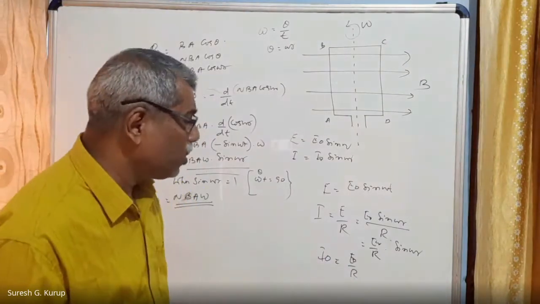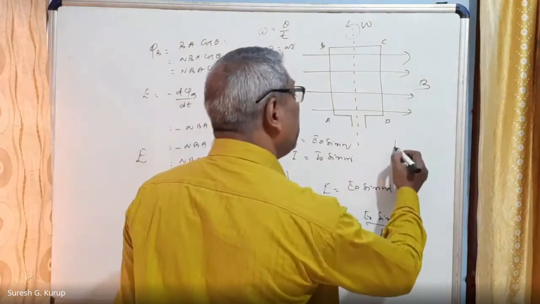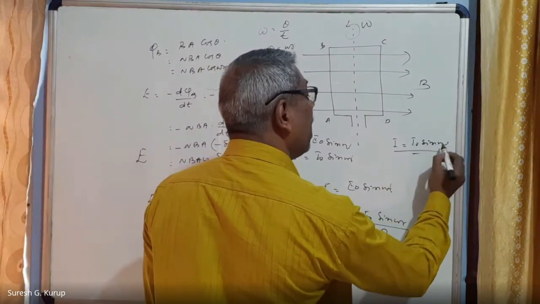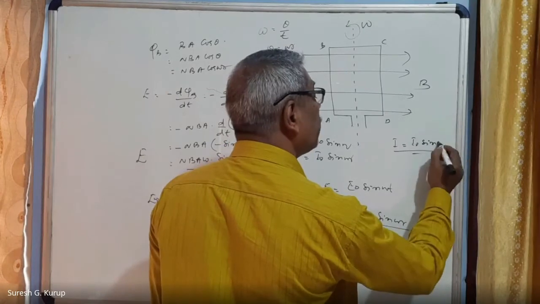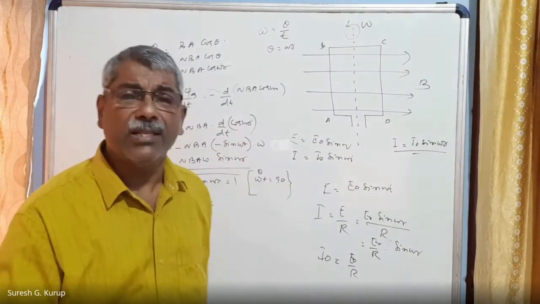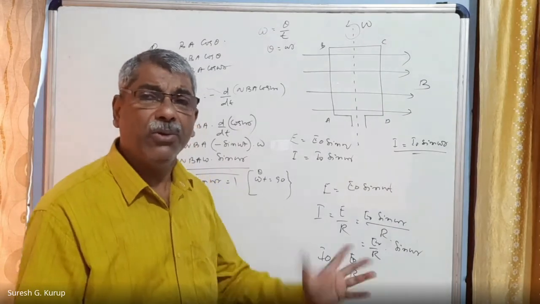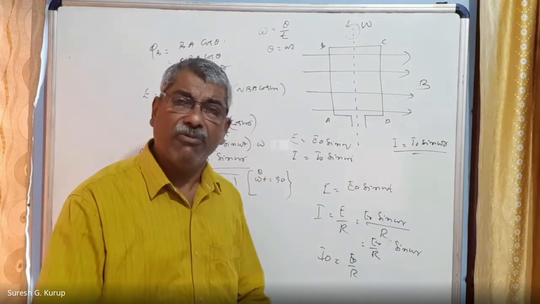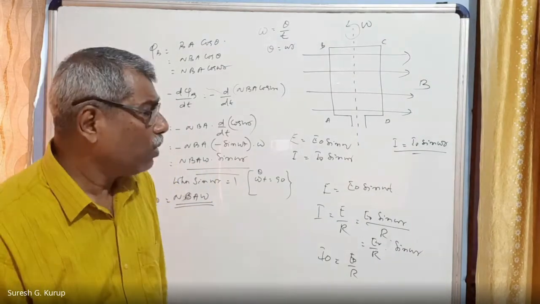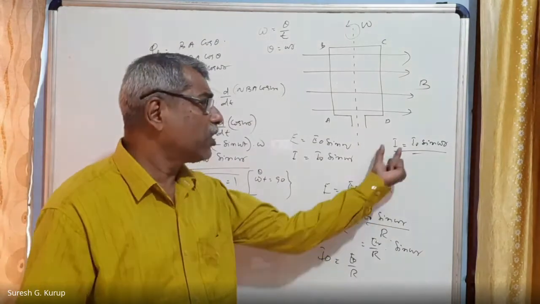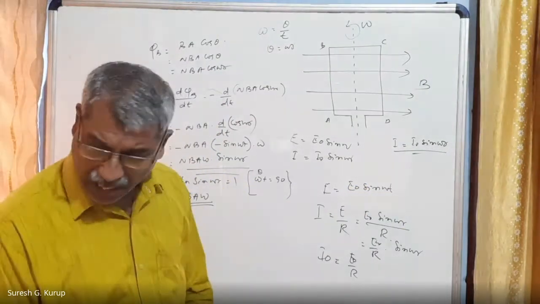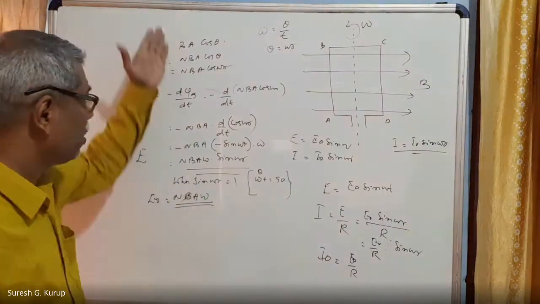So the current relation we can write: I is equal to I0 sin omega t. And this is what is called the instantaneous value of current. What is the value of current at any instant in the coil? Due to change in magnetic flux, EMF is induced, and hence induced current starts flowing in the coil in a closed circuit. That is given by I is equal to I0 sin omega t. So this is the relation for current. Everything is very easy.